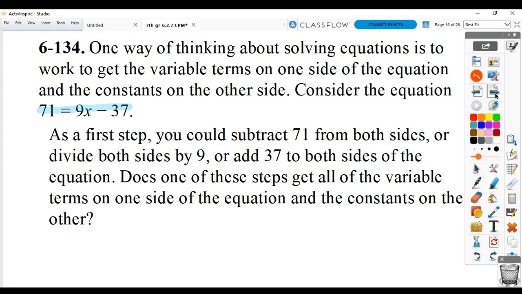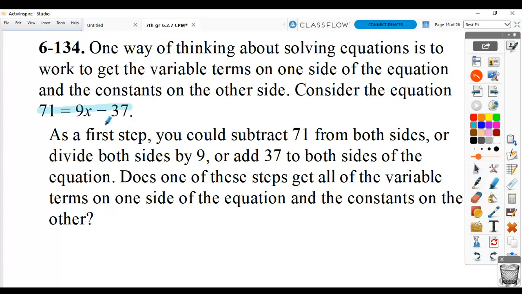So the first question, 6.134, says one way of thinking about solving equations is to work to get the variable terms on one side of the equation and the constants on the other. So again, that's one of our goals with solving equations. Get the variable terms on one side, get the number terms or constant terms on the other. And so they ask you to consider the equation 71 equals 9x minus 37.